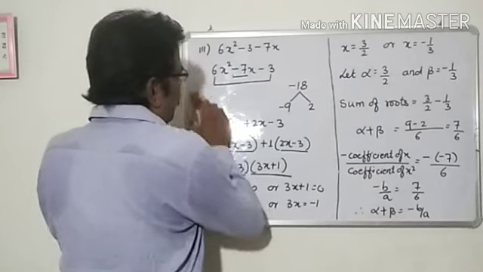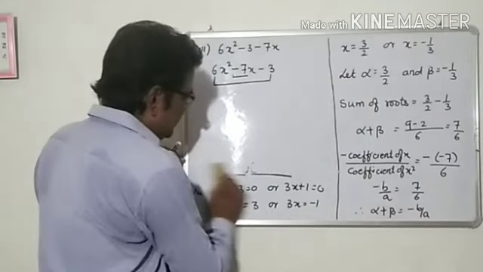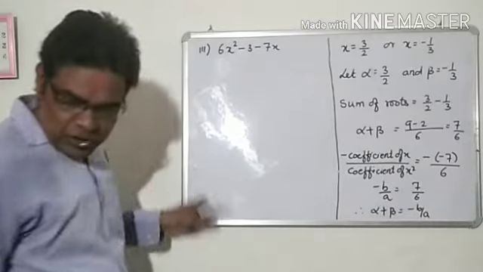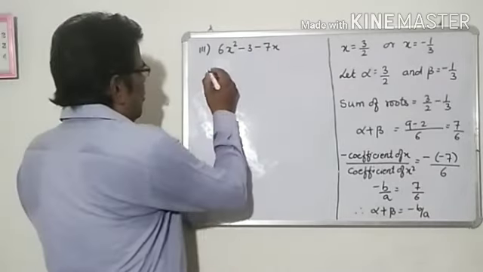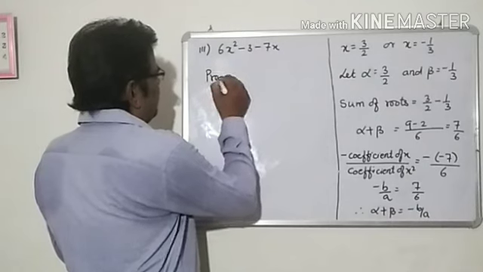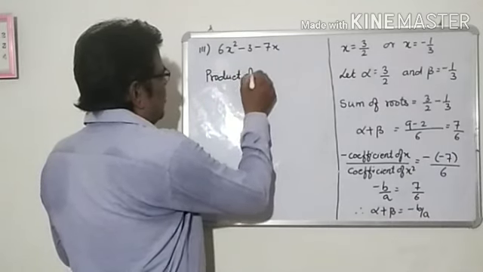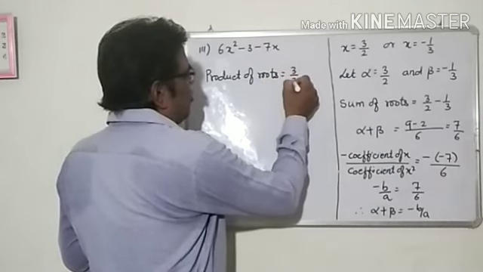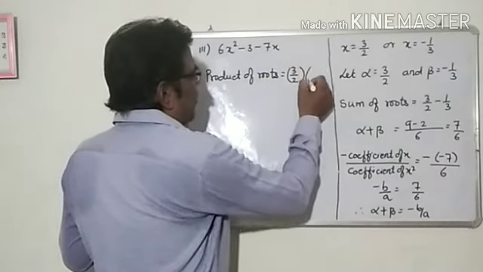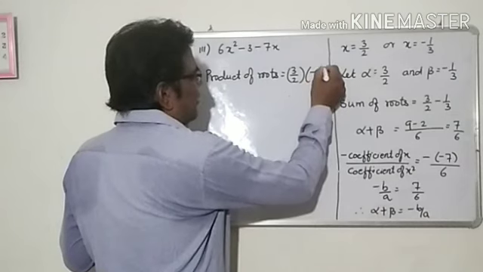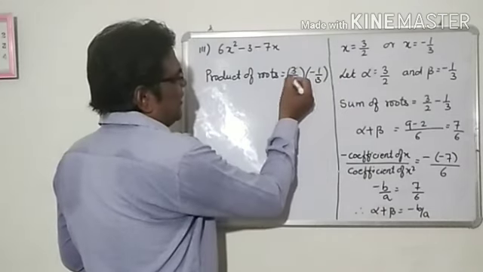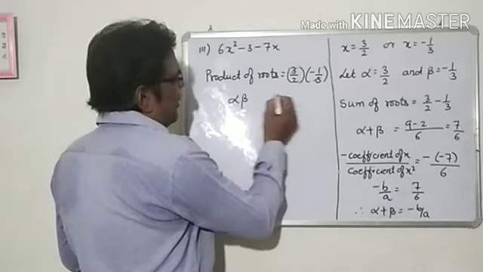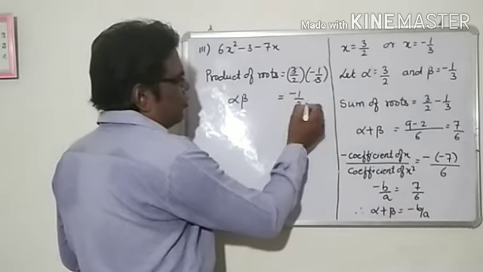Now we will do the product of roots. What will the product of roots be? The roots are 3 upon 2 into minus 1 upon 3. Now see, this 3 and this 3 will get cancelled. So you get the product of roots, alpha beta, as minus 1 upon 2.